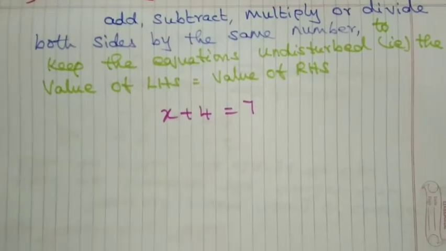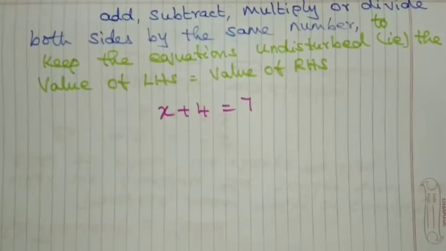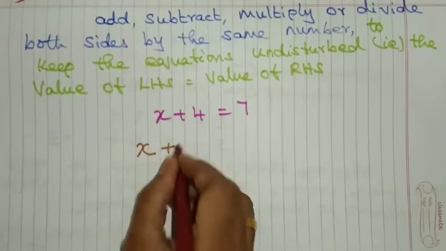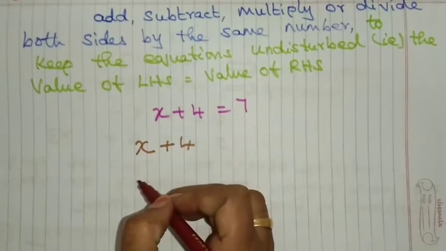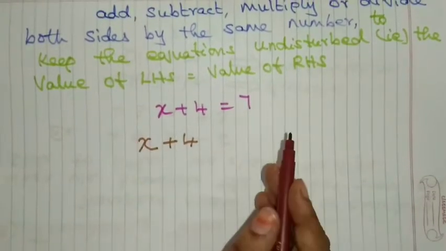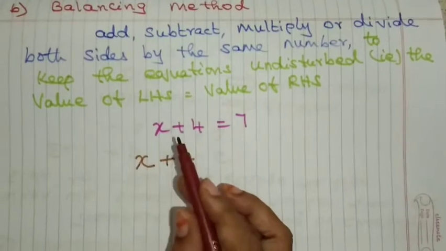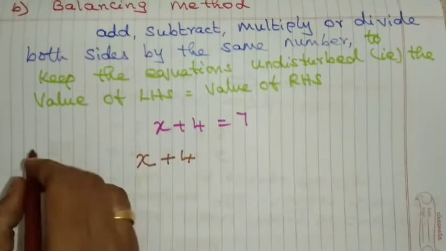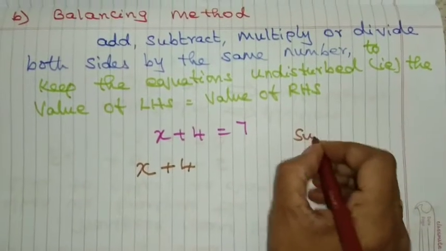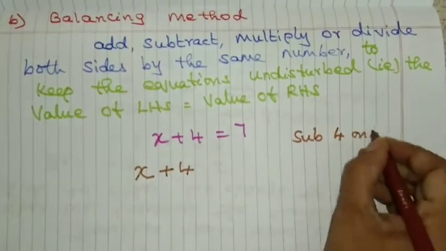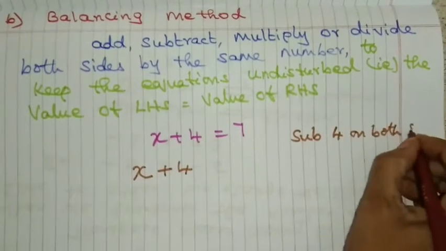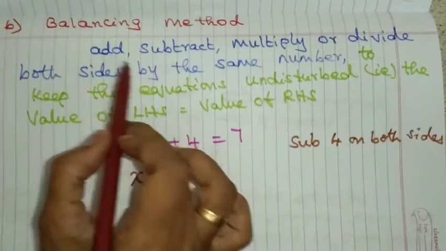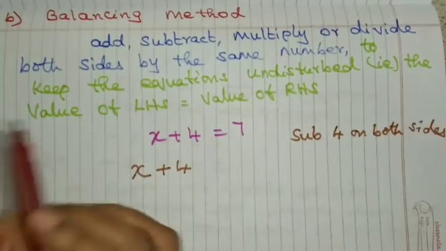Now, I cannot do anything with the variable x since I don't know the value. So I'll have the x as it is, plus 4. I should find the value of x. As I said, I should not change the value of the expression. So here you have plus 4, and I am going to subtract 4 on both sides. That's why I have given in the definition, add, subtract, multiply or divide based on the question.